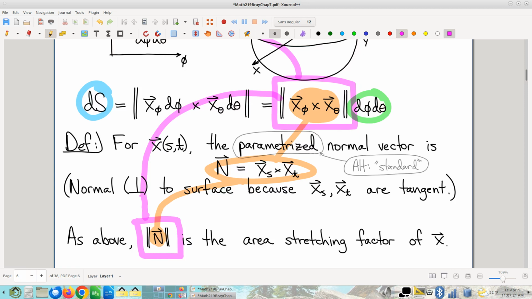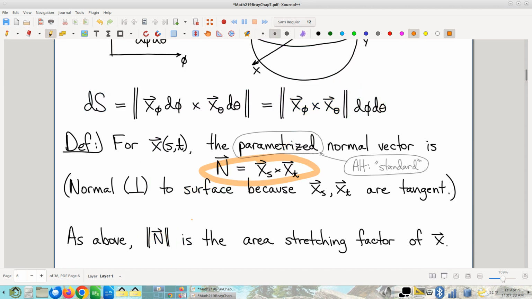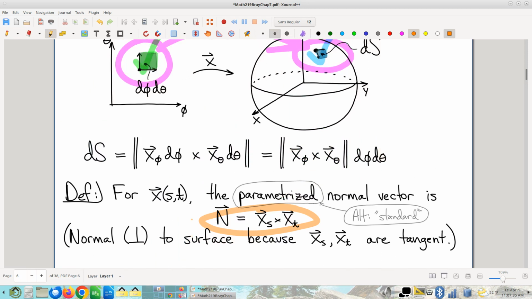Okay, so there's your stretching factor. All right, now let's talk about this capital N thing. What can we say about capital N itself, that vector?